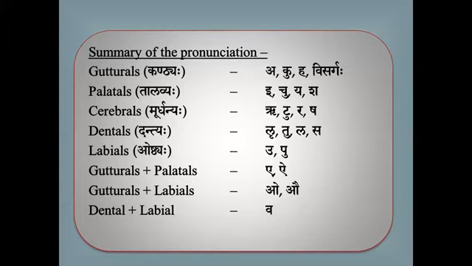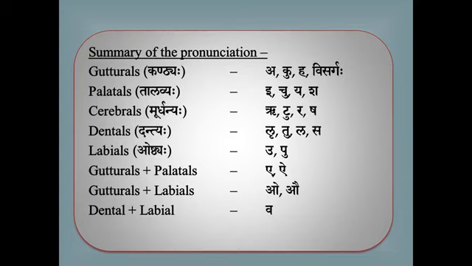So, the vowel A. Then, Ku. Ku stands for the class consonants, the first class, which is Kavarga. You have seen the technical names, Ku, Chu, Tu, Tu, Pu. So, Ku stands for the Kavarga. Then, Ha, which is the sibilant, and Visarga. Visarga, we know that colon, it's called Visarga. These four are gutturals.